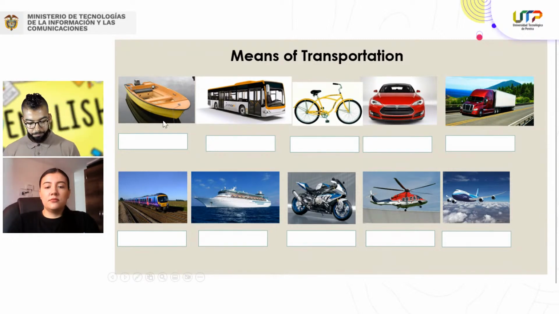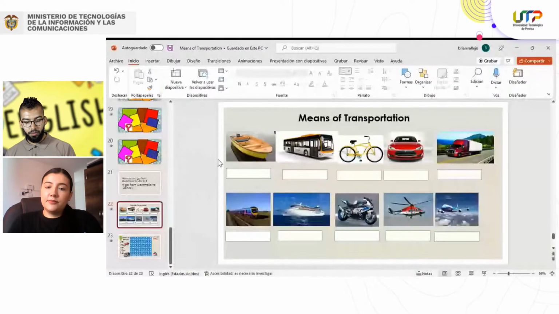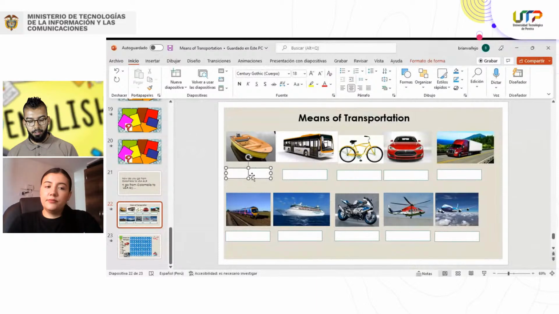All right? What's the name of this means of transportation? Do you remember? Yeah, we already got the first comments. I mean, a lot of them. They said boat. Exactly. Very good. That's the boat. Let me see if I can write here. Boat. Perfect.